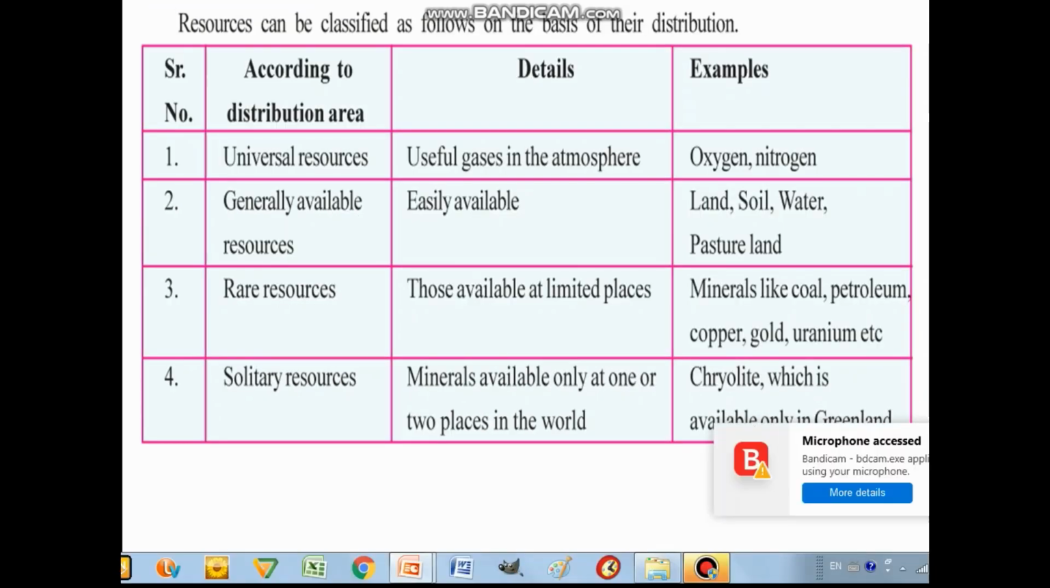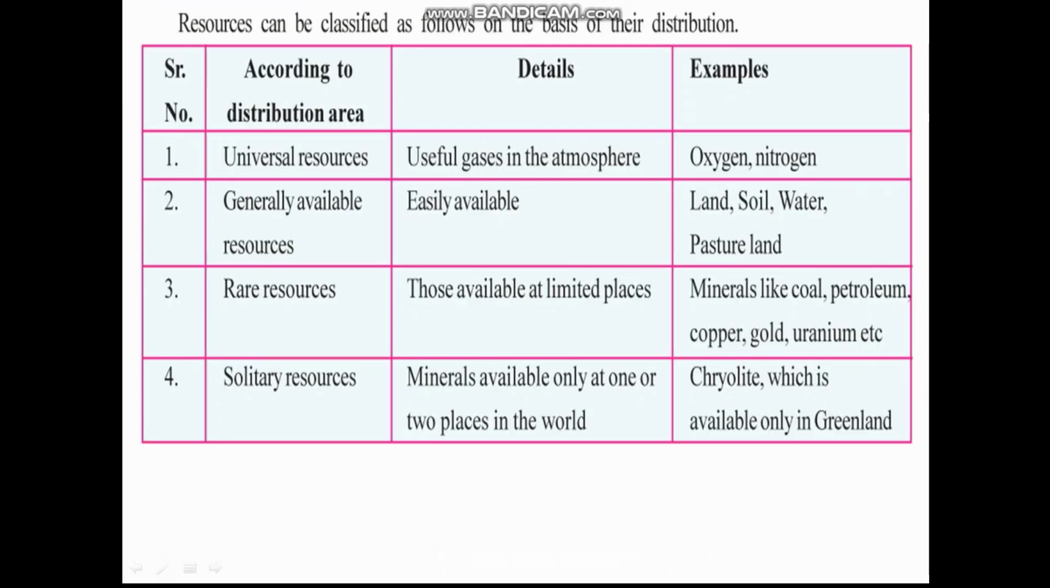Resources can be classified as follows on the basis of distribution. So we can understand it on the basis of distribution, right? First are the universal resources. Universal resources are such kinds of resources that are available in all parts of the world. The examples are useful gases in the atmosphere, such as oxygen, nitrogen, and other gases that are available in all parts of the earth.